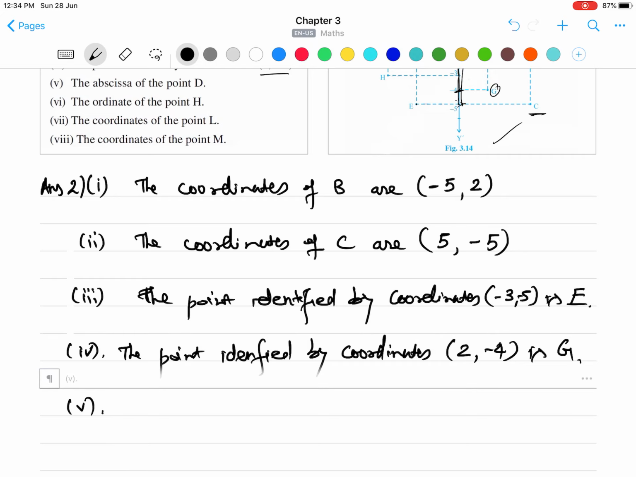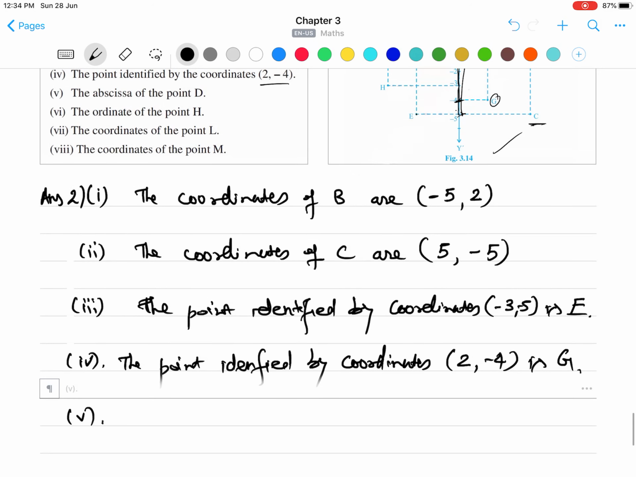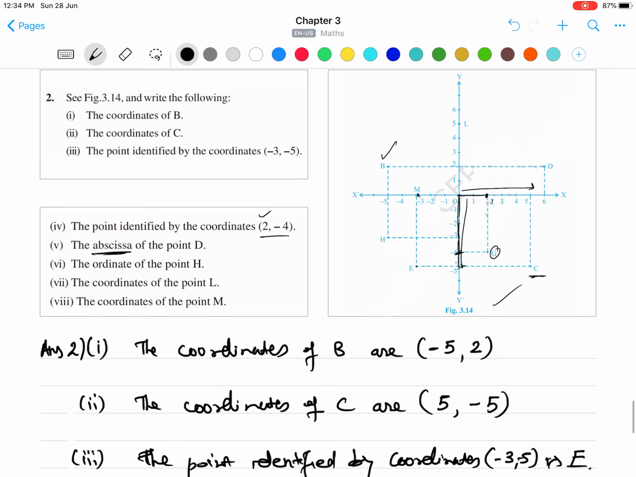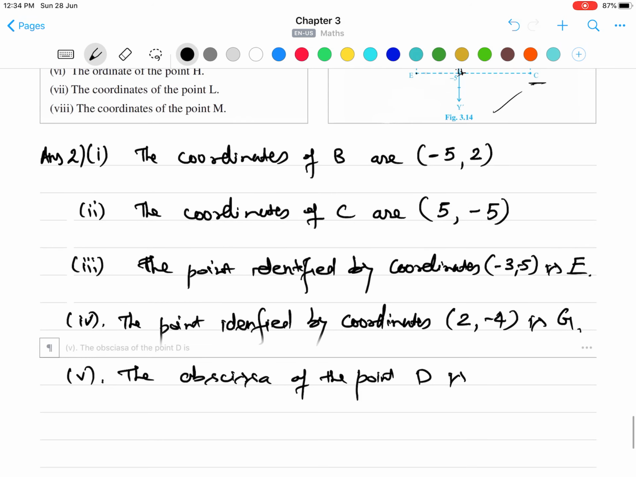Okay, next part number 5. You are asked the abscissa of D. Abscissa means only the x coordinate. The abscissa of point D is, abscissa means we have to write only the x coordinate. So first locate the point D. It's here and its x coordinate is plus 6.